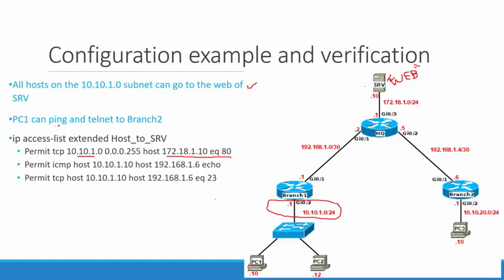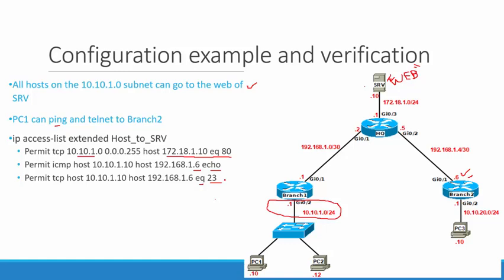Now we want to permit our ping and our telnet. So we permit ICMP host 10.10.1.10 going to 1.6, because I said it was branch 2, so here's 1.6, echo, because that's our ICMP echo command. And then next we want to permit the telnet, so we'll do a permit TCP host 10.10.1.10 going to host 1.6 again, but this time telnet, so equal port 23. So that's what we're going to go ahead and do.